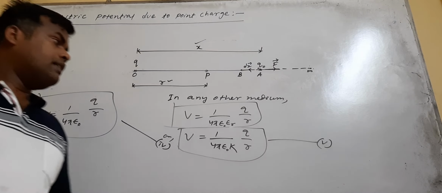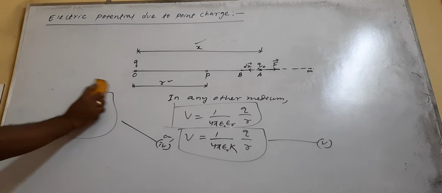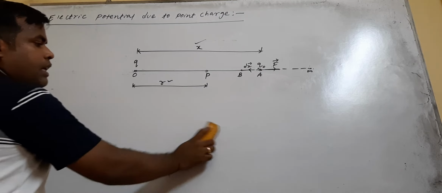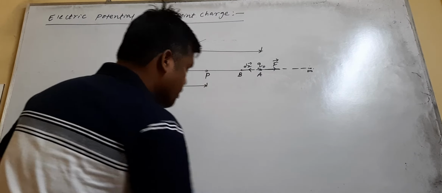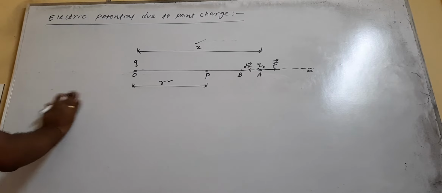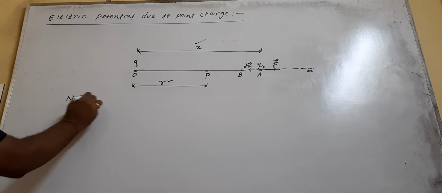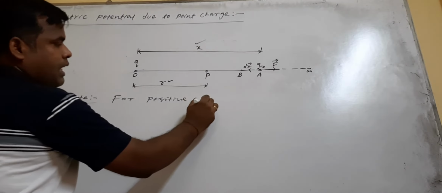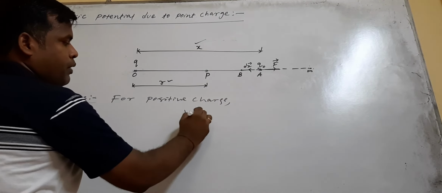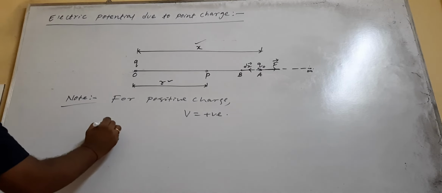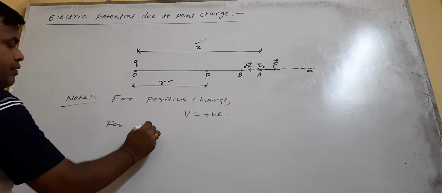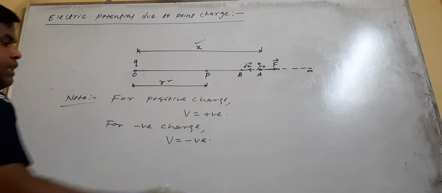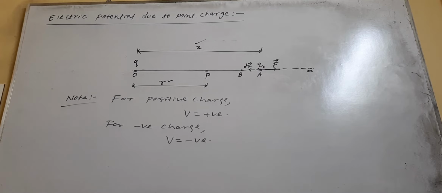You remember, as electric potential is a scalar quantity, the sign of the electric potential is important. For a positive charge, electric potential is positive. For a negative charge, the sign of the electric potential is negative. Now come to the graph.